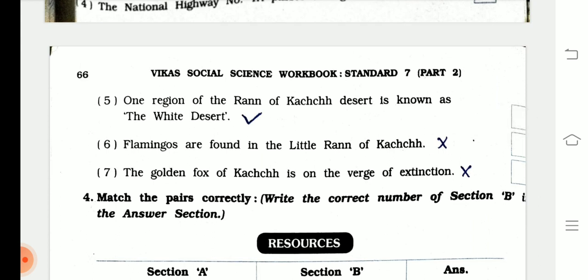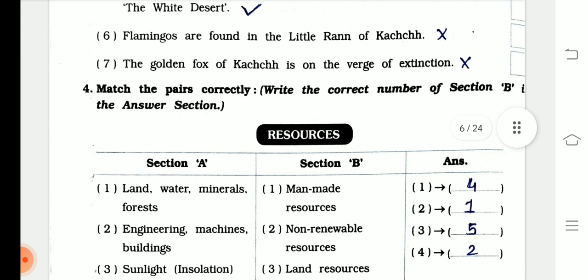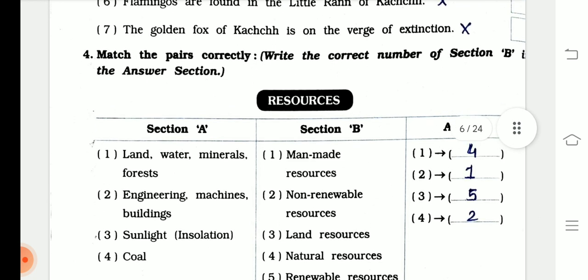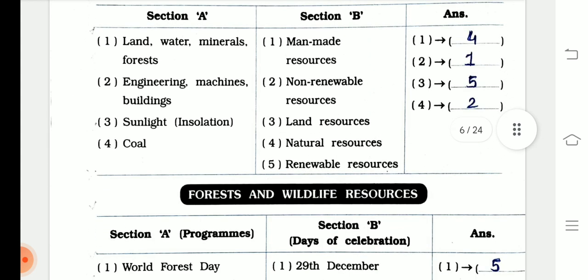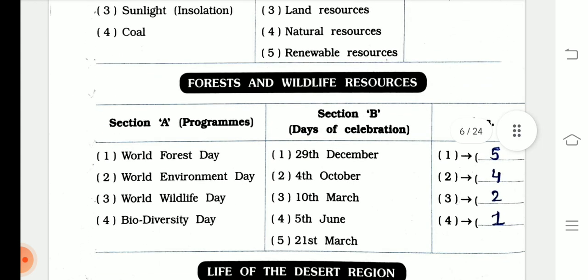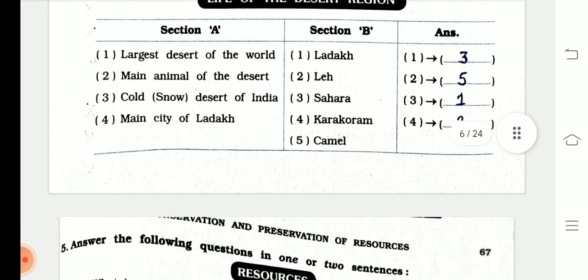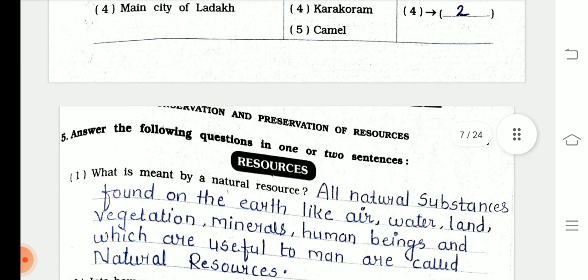Then question number 4 is match the pair correctly. The answers are like that: 4, 1, 5 and 2. Then second, match the pair here. The answers are 5, 4, 2 and 1. The next match the pair, third one, that is 3, 5, 1 and 2. Then next is answer the following questions in 1 or 2 sentences.